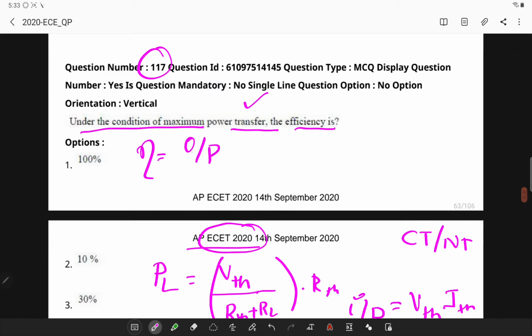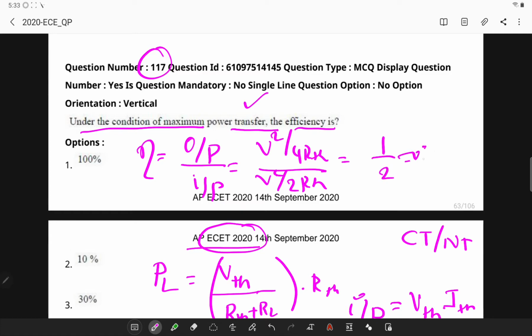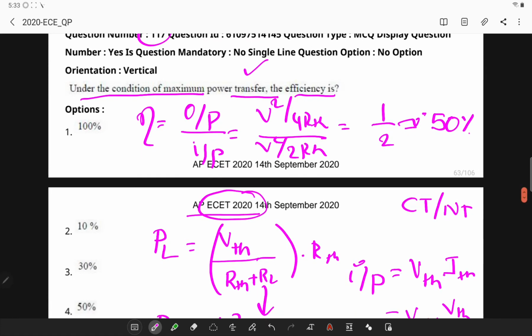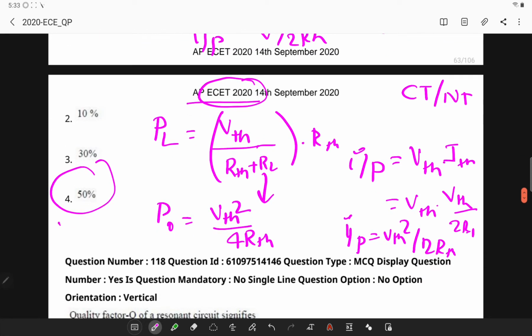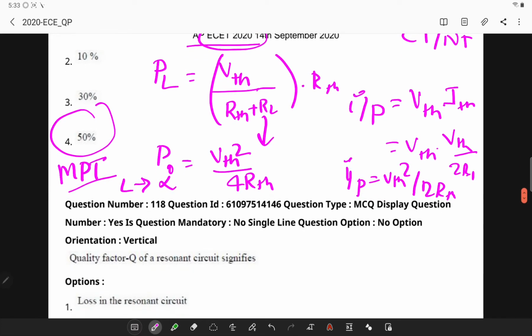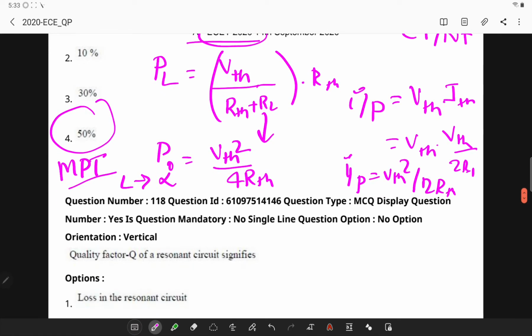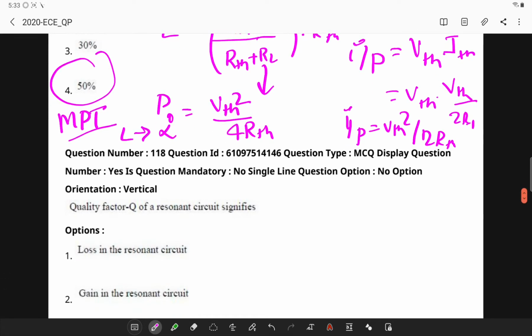It is output power by input power. So simply V square by 4 R Thevenin divided by V square by 2 R Thevenin. This translates to half, or I can say it is just 50%. So the efficiency is only 50% when maximum power transfer is achieved, and this approaches 100% as the load resistance approaches infinity. Okay. So efficiency also approaches 100% if the source resistance approaches 0 and if the load resistance approaches 0 also.